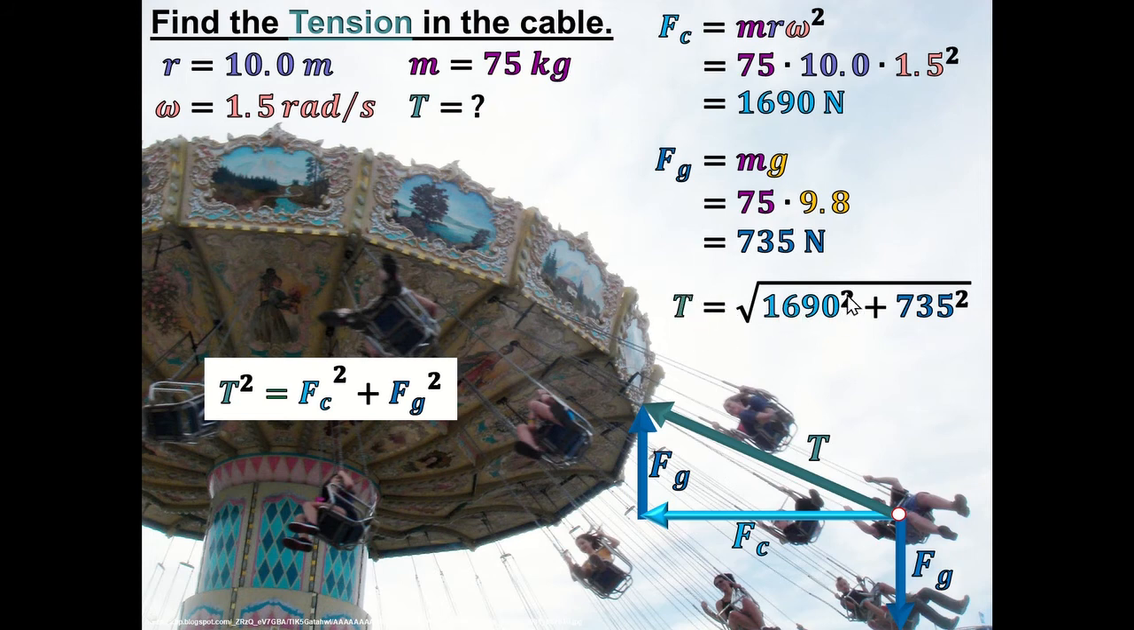The 1690 squared plus 735 squared, square rooted, 1840 newtons would be the tension. And I have to clarify, that's the total amount of force pulling that person into a circle. It looks like there's at least 4 cables attached to that person. So if they distribute their weight evenly, the force on each cable would be 1/4 of that.